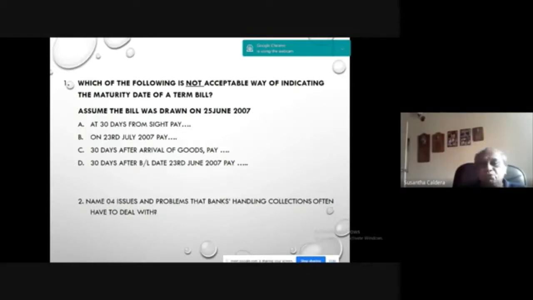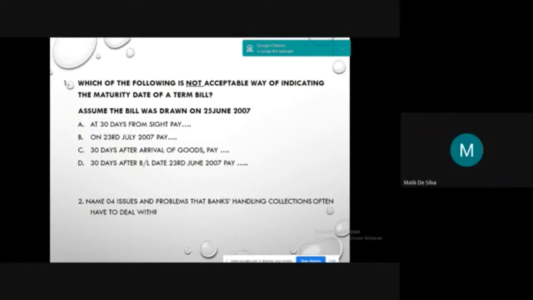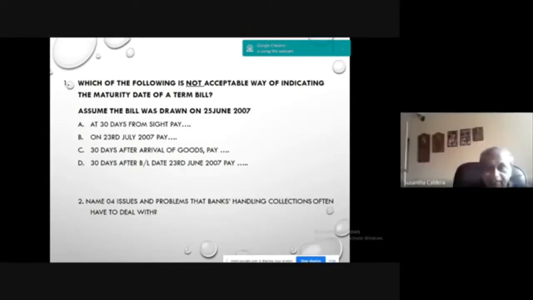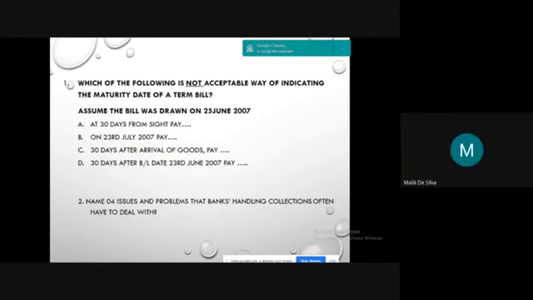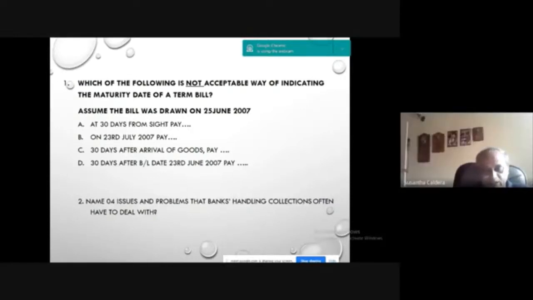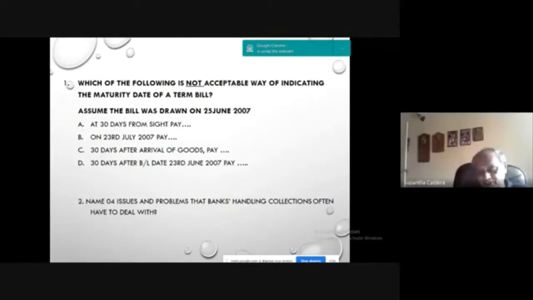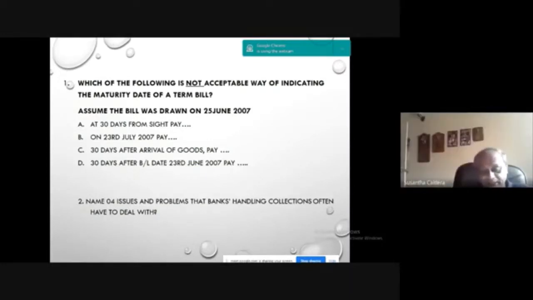Question 2. Name 4 issues and problems that banks handling collection often have to deal with. Inadequate instructions. Yeah, inadequate instructions. Fine. No instructions given. That also we can take. Absence of instructions. Then inappropriate instructions.